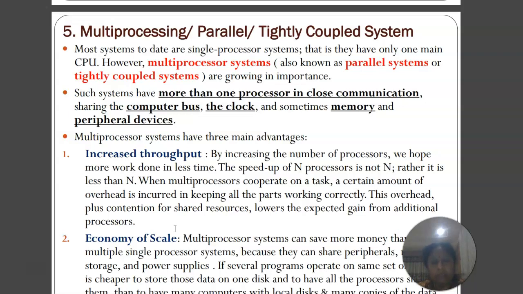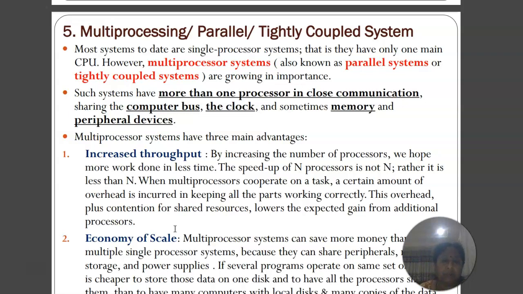Multiprocessor systems have three main advantages. Increased throughput: by increasing the number of processors, we hope more work is done in less time. The speed-up of n processors is not n, rather it is less than n. When the processors cooperate on a task, a certain amount of overhead is incurred in keeping all the parts working correctly. This overhead plus contention for shared resources lowers the expected gain from additional processors.